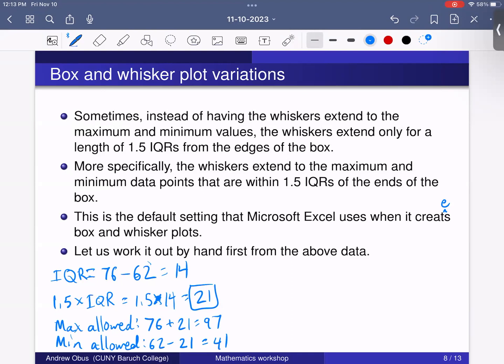Okay, so what this says is that when we're considering our maximum and our minimum, the highest we're allowed to take our maximum is 97, and the lowest we're allowed to take our minimum is 41. Now, that doesn't mean we actually use 97 and 41. What it means is that we use the maximum and minimum data points that are in this range of 97 and 41. So what we say is that the maximum allowed data point is 97, but what we actually do is we just take our biggest data point that's less than 97.